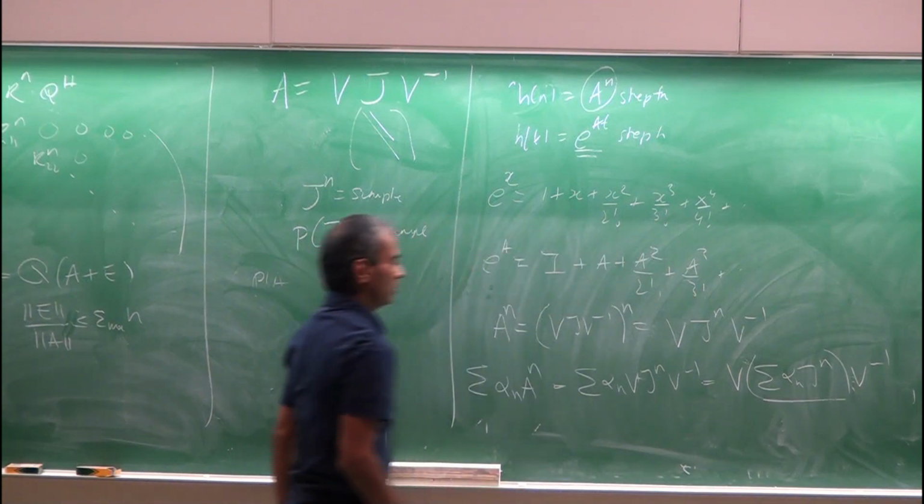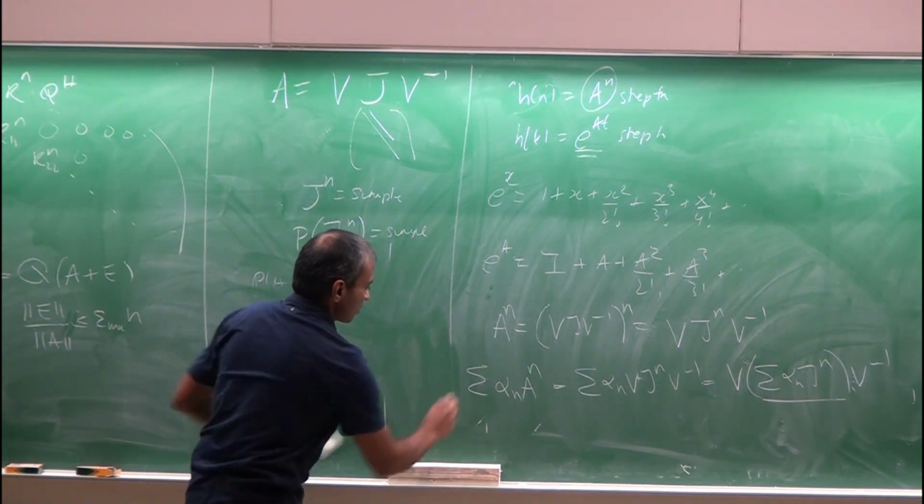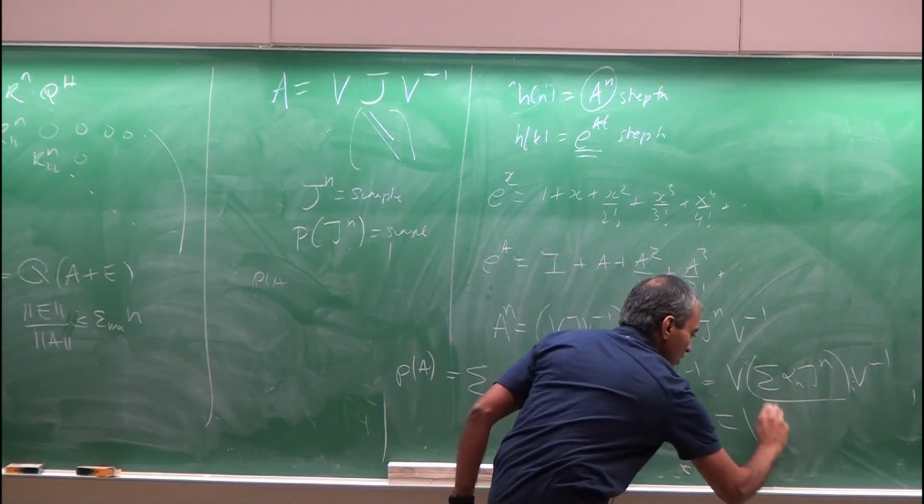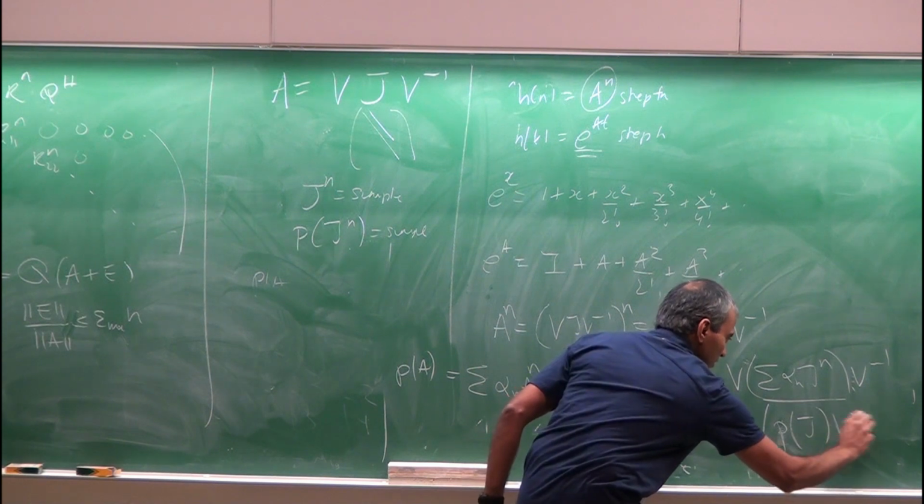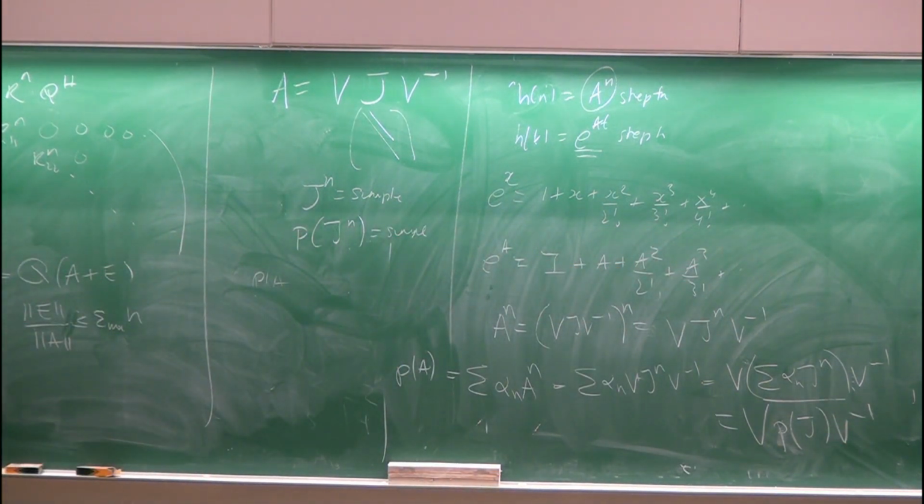But this expression in the middle there, of course, is just p of J. So this is some polynomial of A, and it will just be V times the polynomial of J times V inverse, okay? That's why it's important. So for any polynomial, that is true. It's actually true for any rational function, okay? But we'll get there slowly.